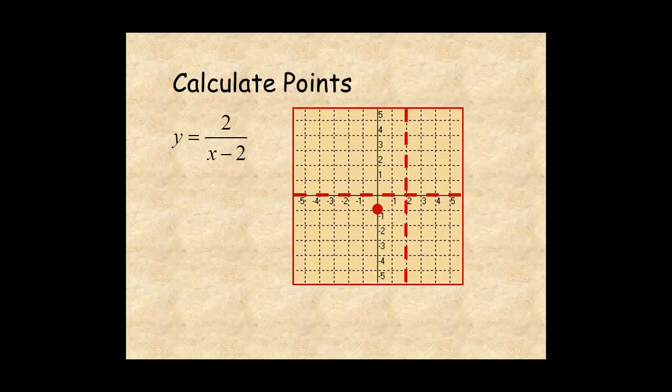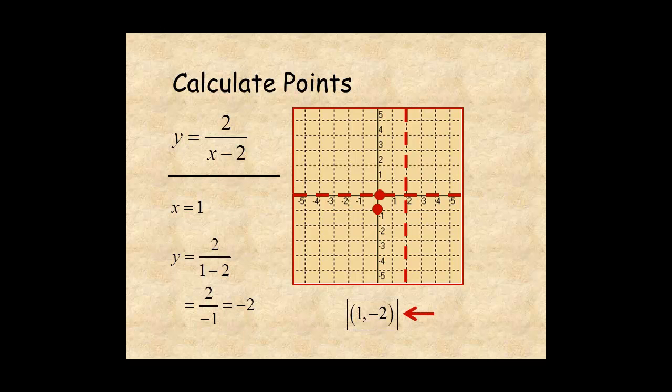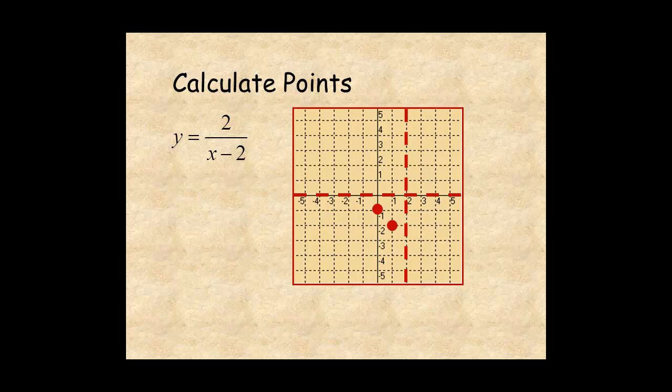Next, calculate at least one point on either side of the VA. At x equals 1, y equals negative 2, and there's a point at (1, -2). At x equals 3, y equals positive 2, and there's a point at (3, 2).